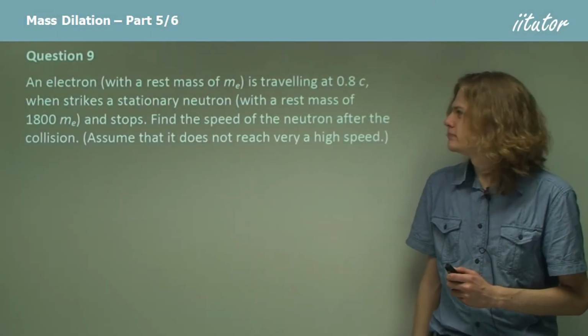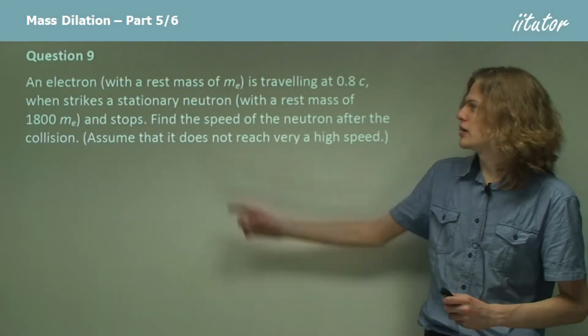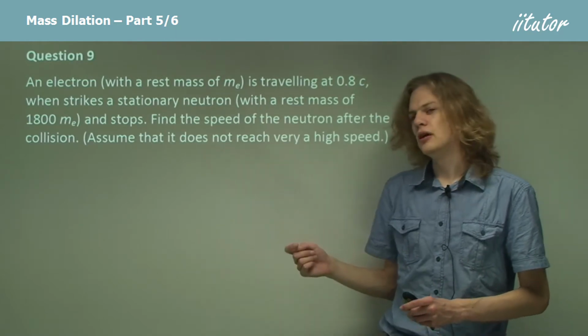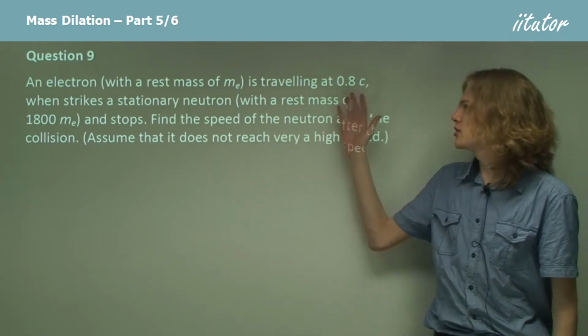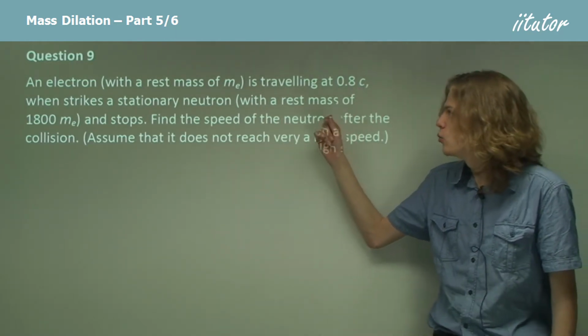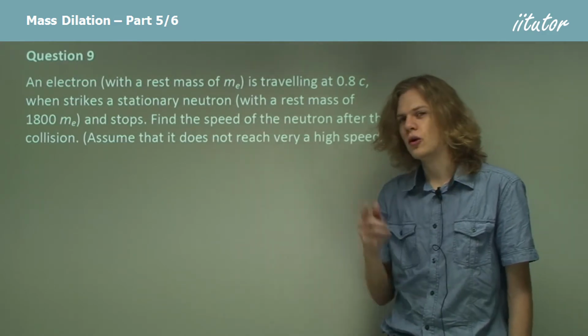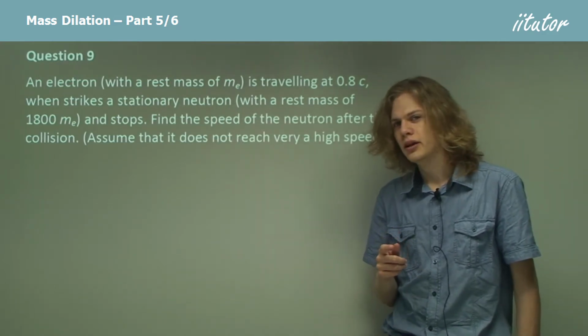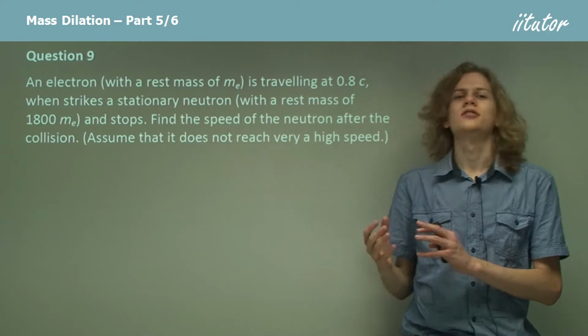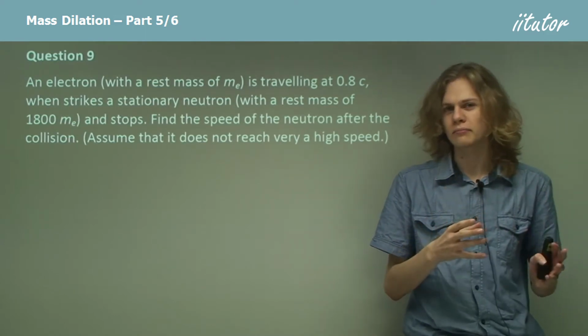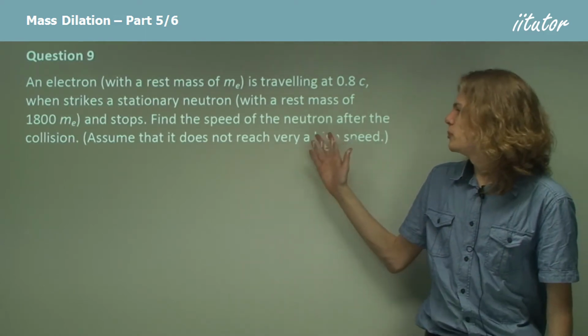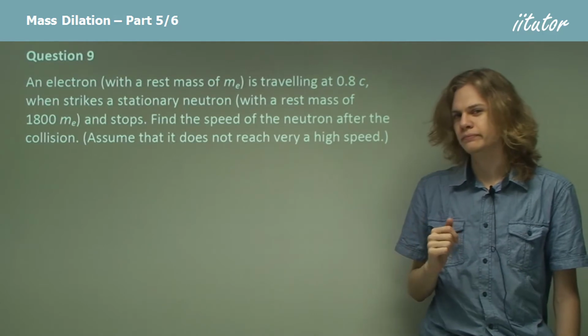Question 9. An electron with a mass of me is traveling at 0.8 c, 80% of the speed of light, when it strikes a stationary neutron and stops. Right? Conservation of momentum says that the neutron has to start moving. Find the speed of the neutron after the collision.